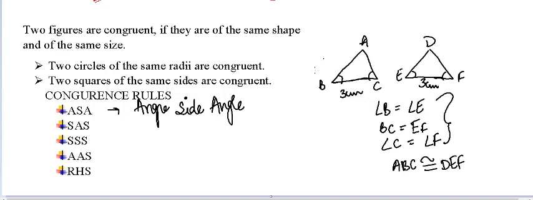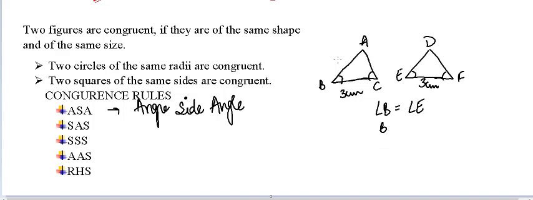So this is angle. Angles are equal, sides are equal, and again the angles are equal. The sequence has to be like angle, side, angle. This is angle, side and angle. So this was the first property of congruency.